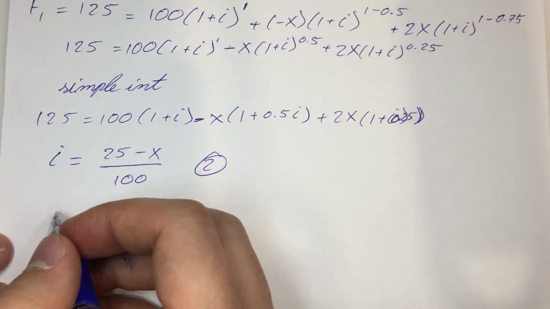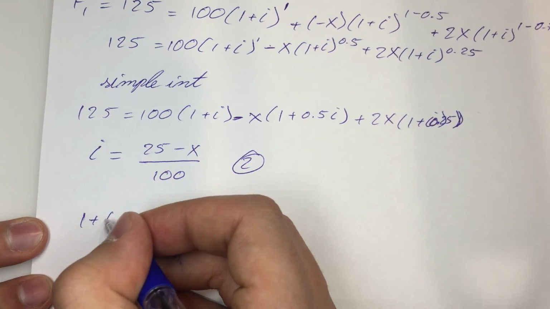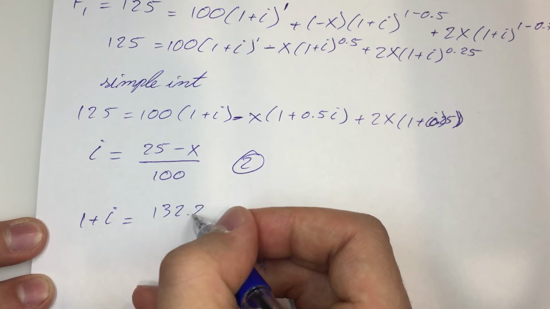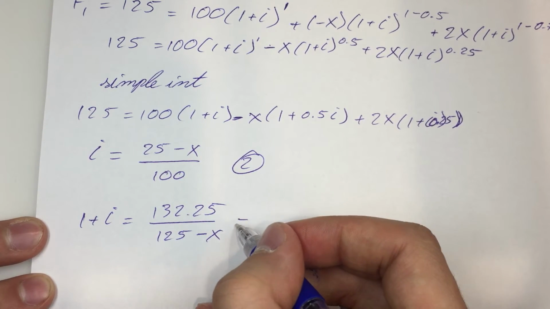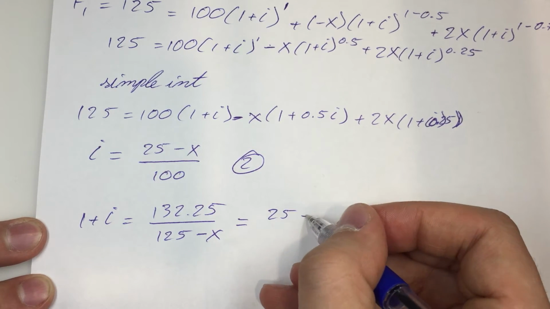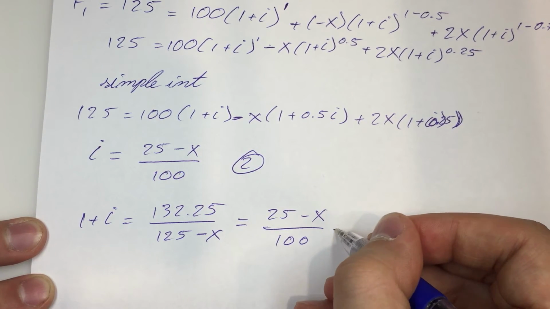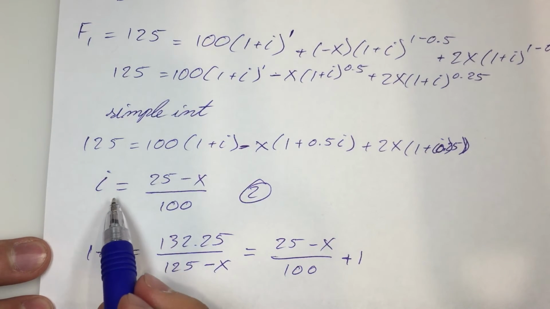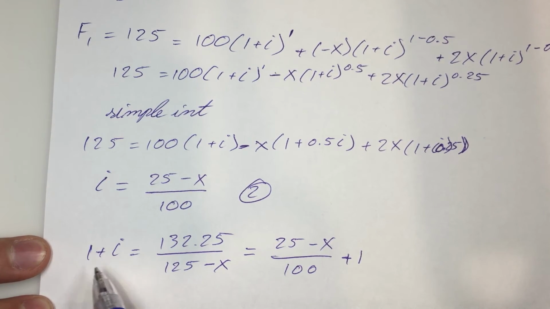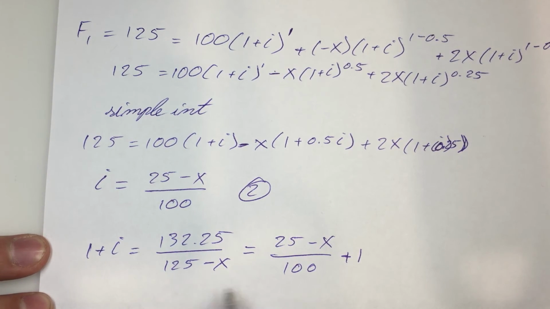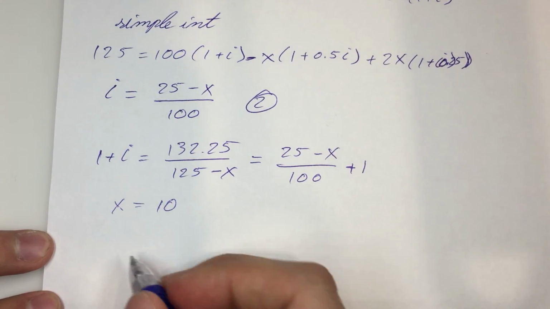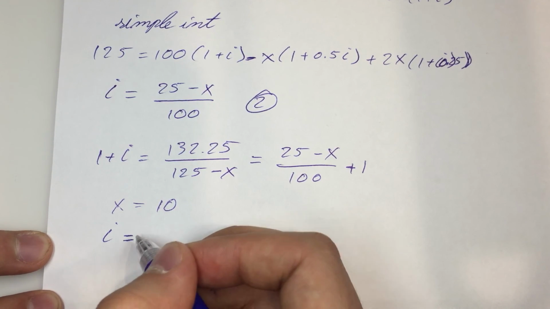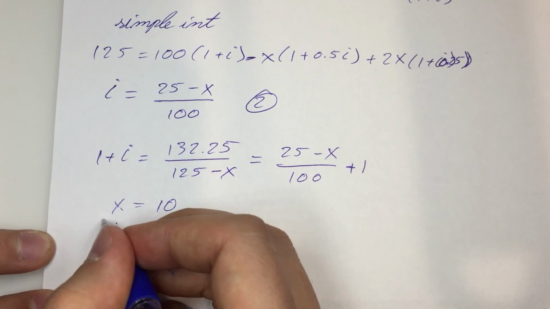Now we simply combine equations 1 and 2, and we get that 1 plus I will equal 132.25 divided by 125 minus X, and that's from equation 1, which is equivalent to 25 minus X divided by 100 plus 1, because right here we see that I equals this term, but we need to add 1 to make it. By solving this system of equations, you get X equals 10, so your deposits and withdrawals are equivalent to 10, and what we're really looking for is our I, which is going to be equivalent to 0.15 or 15%.